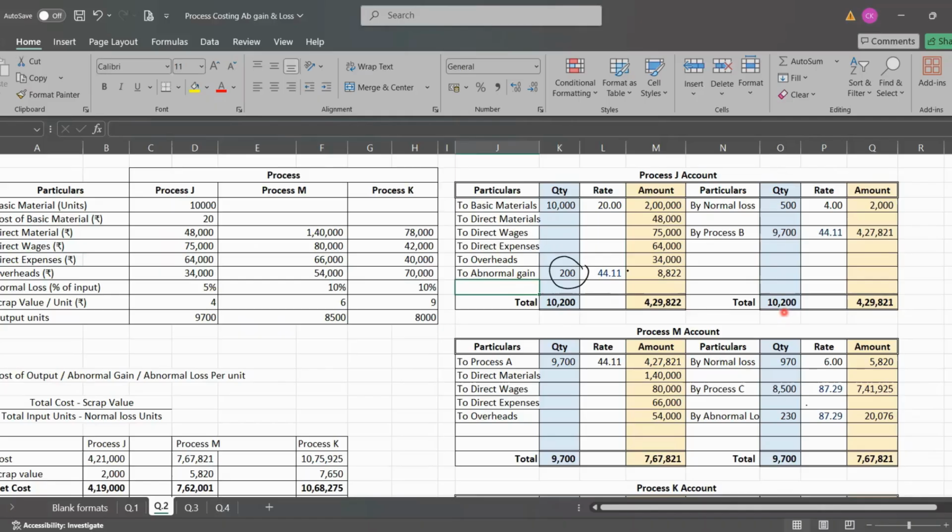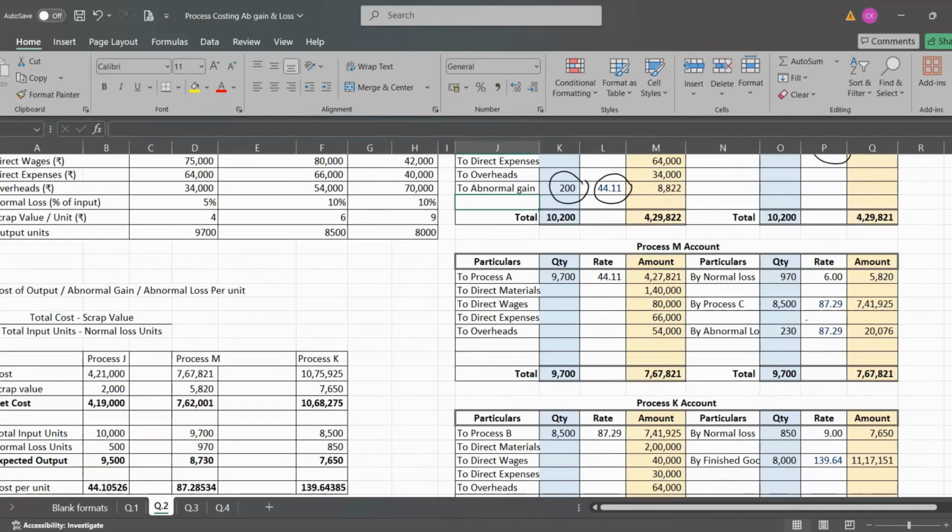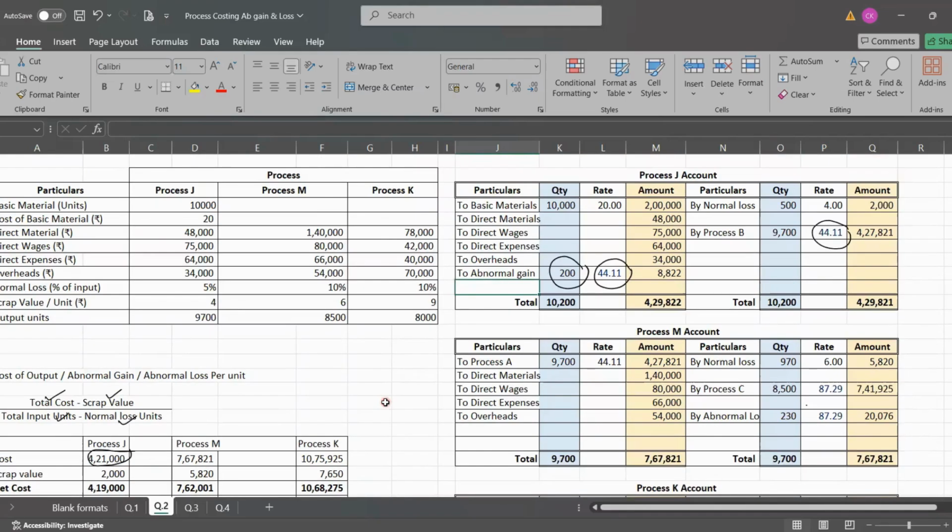Next is the calculation of cost per unit for transfer of output as well as for abnormal gain. For this calculation, the formula is given. Cost of output is equal to total cost minus scrap value, divided by total input units minus normal loss units. So this way, total cost minus scrap value I have shown here. Total cost comes to 4,20,000. This total cost is the total of all debit side items, starting from rupees 2 lakh up to 34,000. All these amounts should be considered here for calculation of total cost minus scrap value of 2,000.